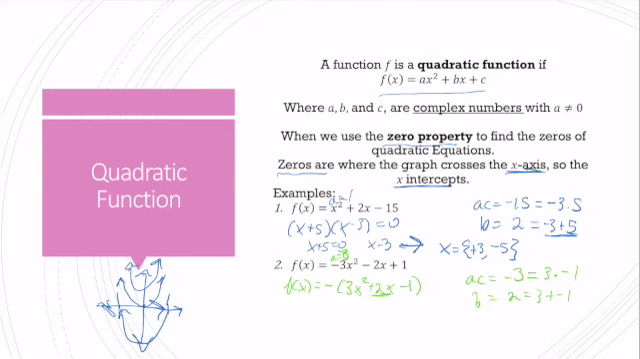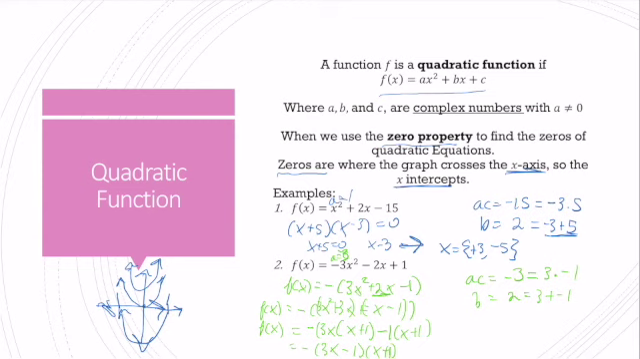Now I need to rewrite this middle term so I can factor by grouping. So I have f of x equals negative 3x squared plus 3x minus x minus 1. We're going to factor by grouping. So I get f of x equals negative 3x times x plus 1 and negative 1 times x plus 1. So I'm going to have negative 3x minus 1 and x plus 1.